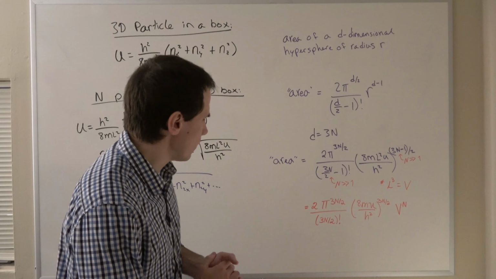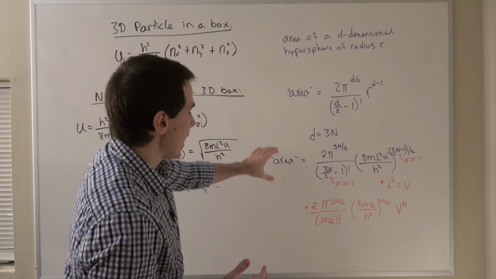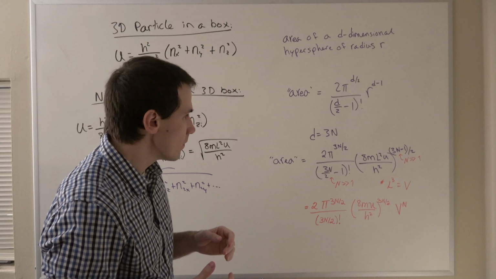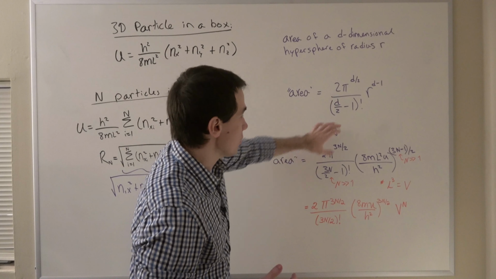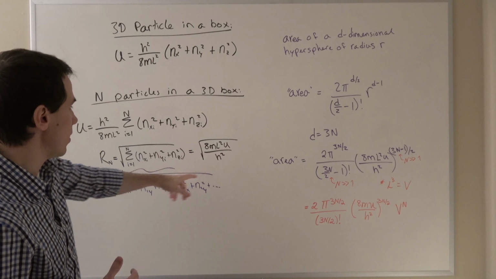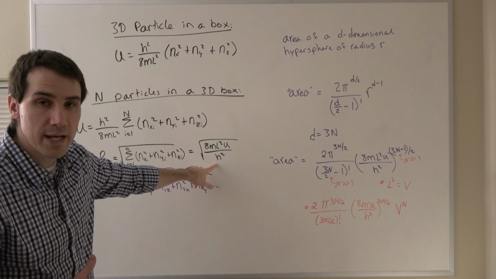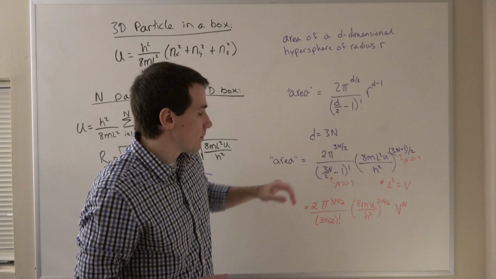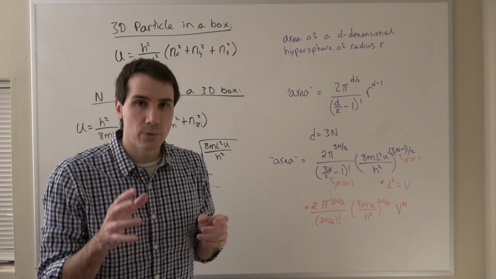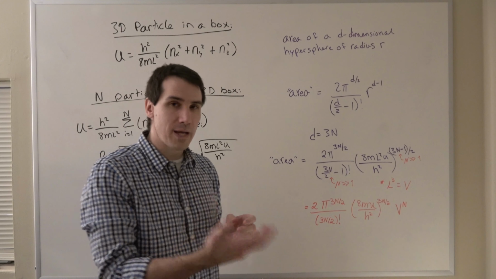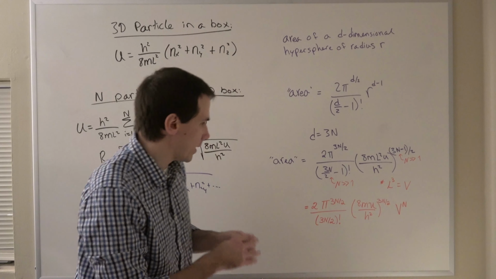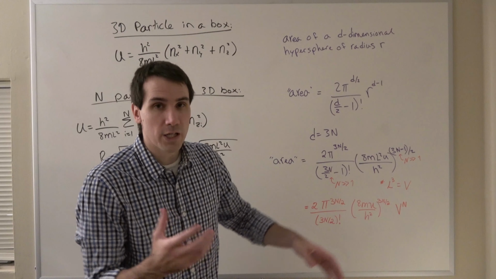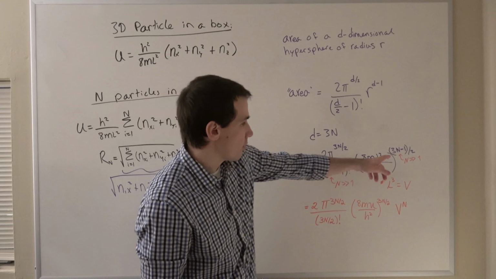Okay, so now taking this area formula and plugging in d equals 3 times n, and plugging in little r, the radius of our hypersphere here, we come out with this equation. We're going to make a few adjustments to this equation, and then we're going to make one correction to it as well.